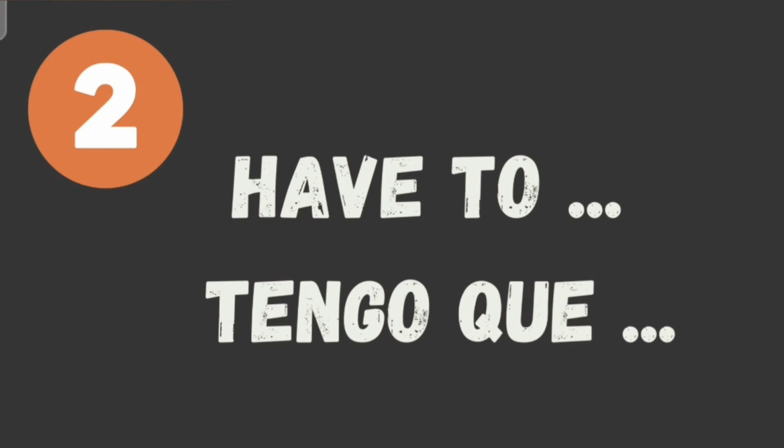All right, so now let's see the second form of the verb have. We're going to use have to as expressing an obligation, something we really have to do and need to do. So to say have to, in Spanish, we have to say tengo que. Now let's see how we're going to conjugate this verb, tengo que, according to the affirmative form, forma afirmativa.